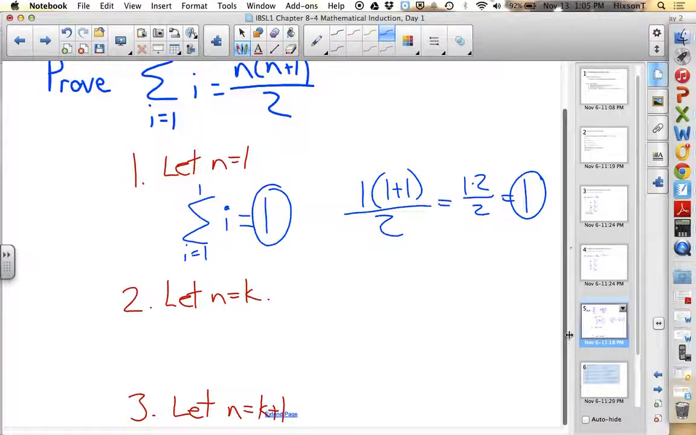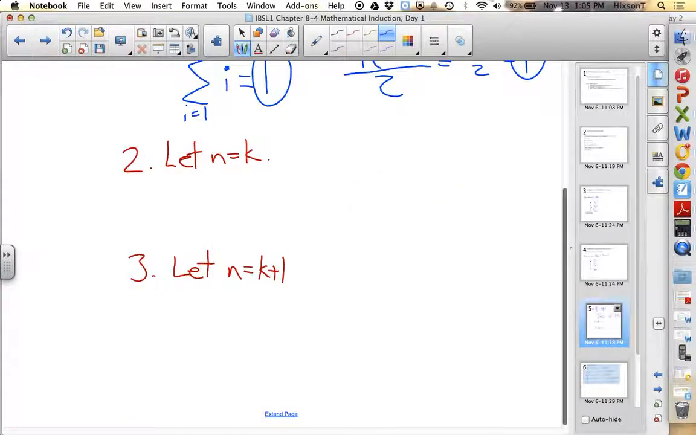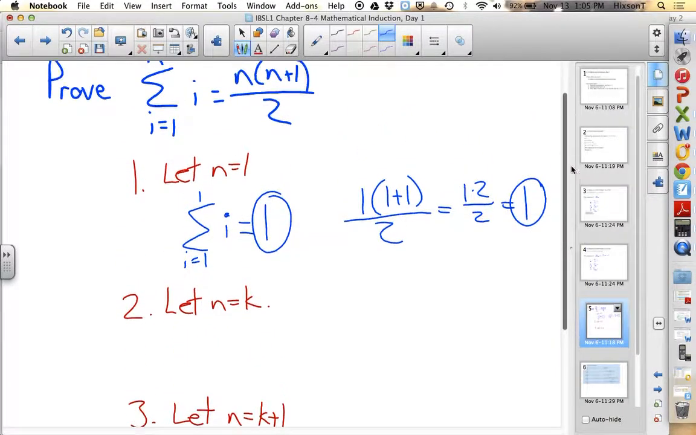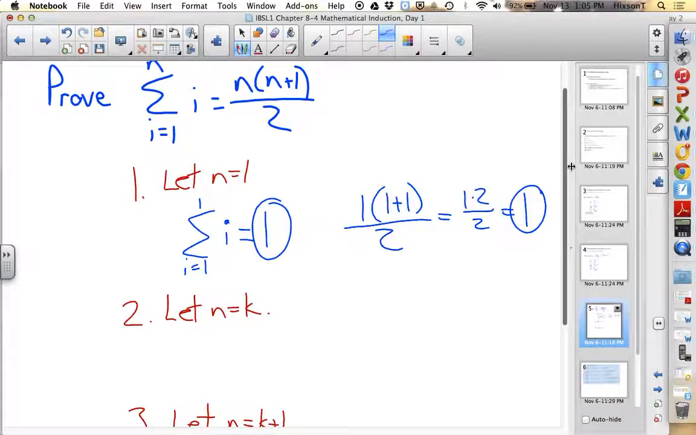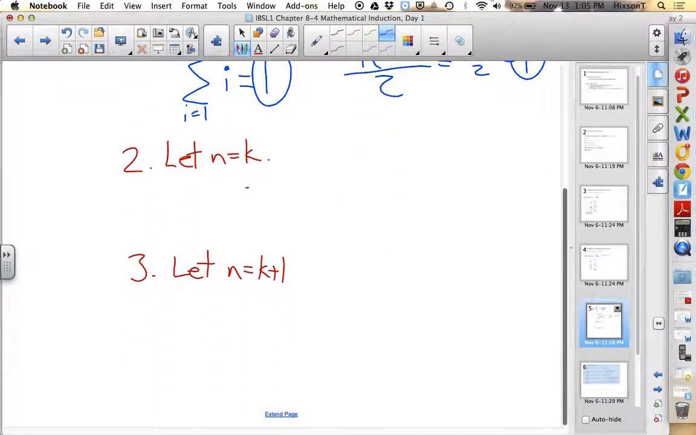Alright, so now our second part is just a statement. Do not think too hard for part 2. Basically, copy that and replace the n's with k's. That's all you're doing for step 2. So, the sum from i equals 1 to k of i equals k times k plus 1 over 2.